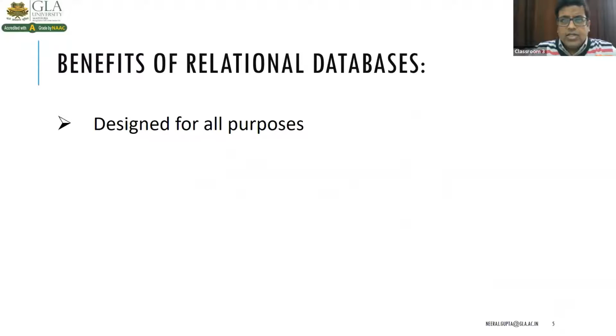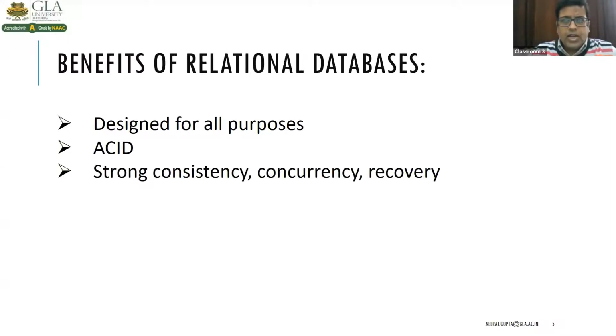So the benefits of the relational database management system, which we already discussed. It is designed for all purposes, right? That means we can use it to design a library management system or enterprise management system or any type of system. It follows the ACID properties. You know about this very well. And it has strong consistency, concurrency, and recovery, right?